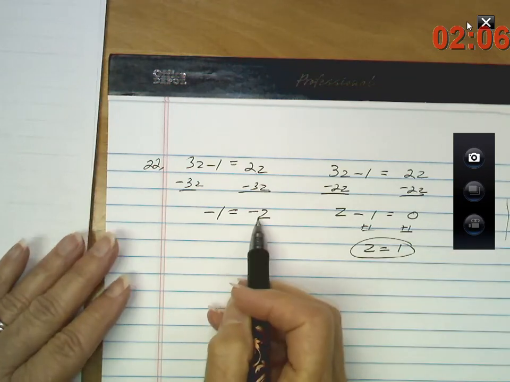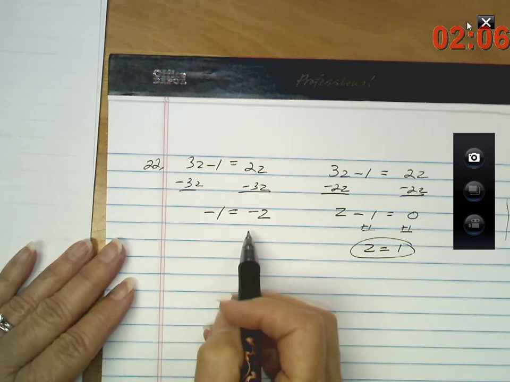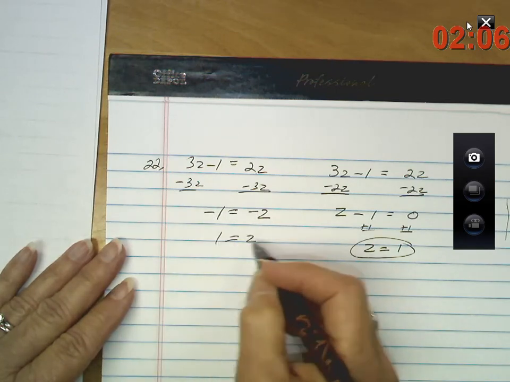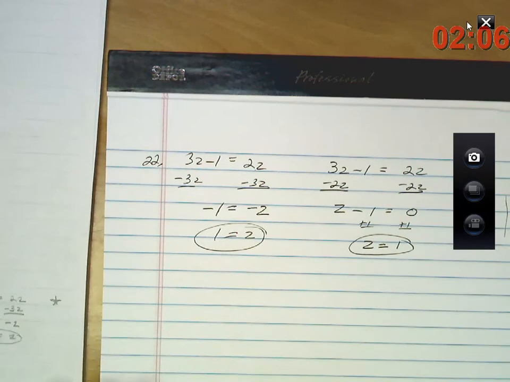Over here, if they're both negative and you divide through by a negative 1, you're going to get a positive 1 for the answer. Some of you may have done it this way, some may have done it that way.